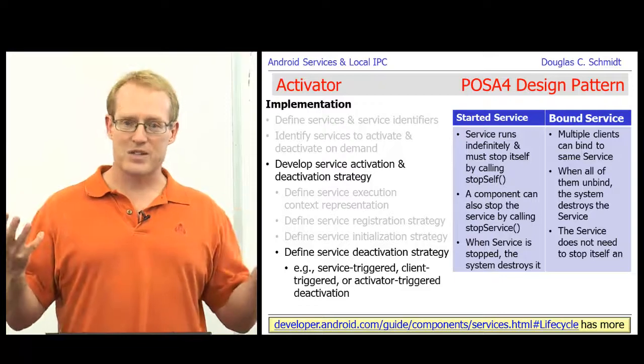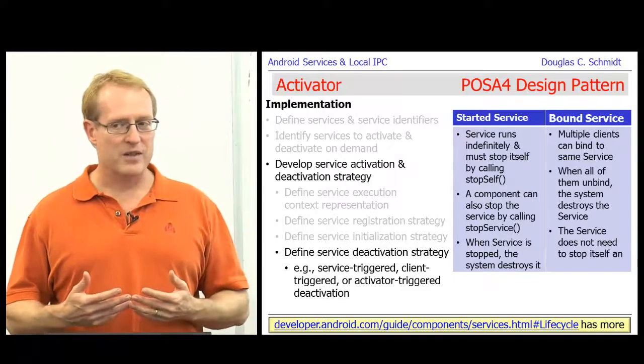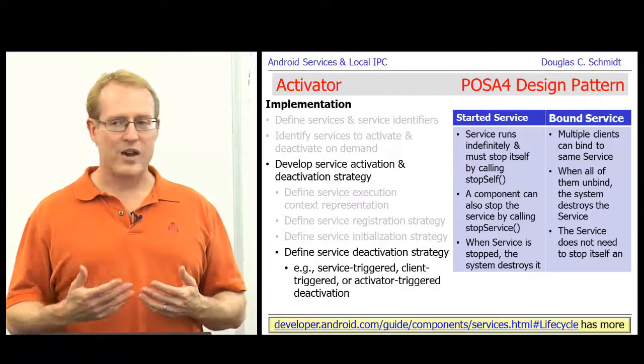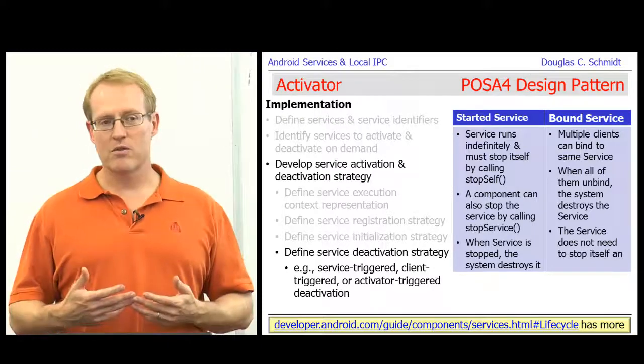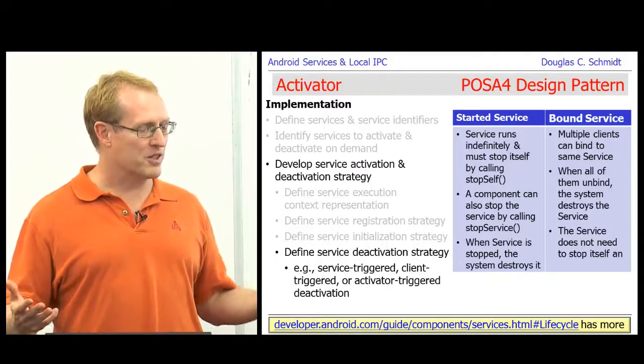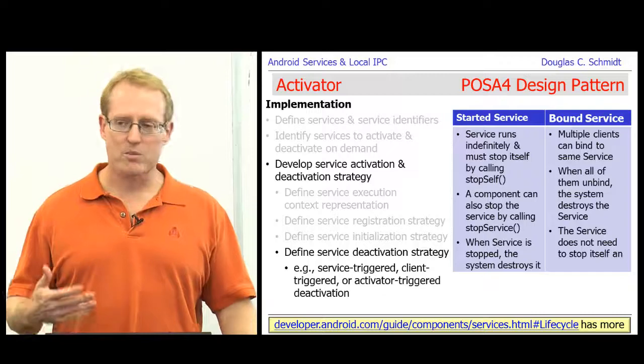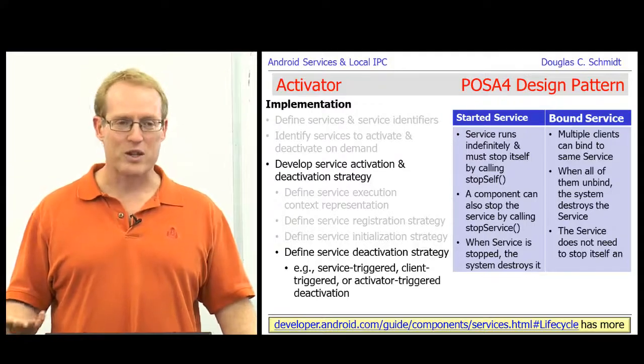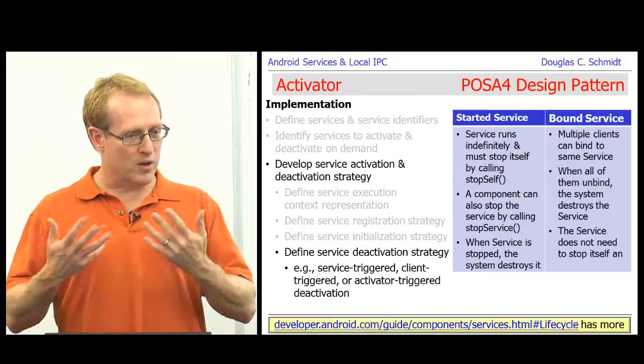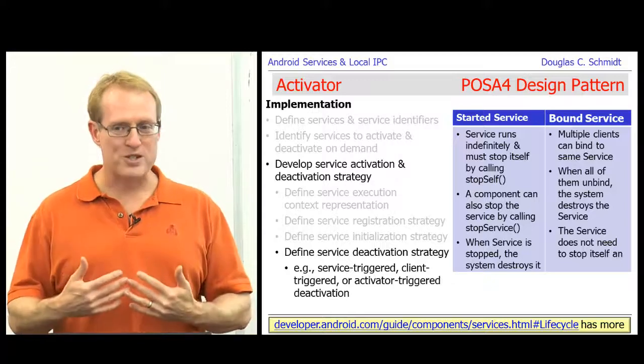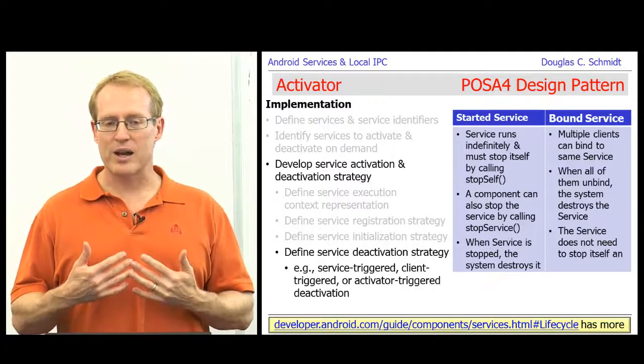So activating services is just half the battle. In the Activator model, once you activate something, you have to figure out how to shut it down. Of course, you could keep it running for an indefinite period of time, but to some extent that would defeat the purpose of an activator, because you really want to conserve resources by shutting things down when they're not being used.